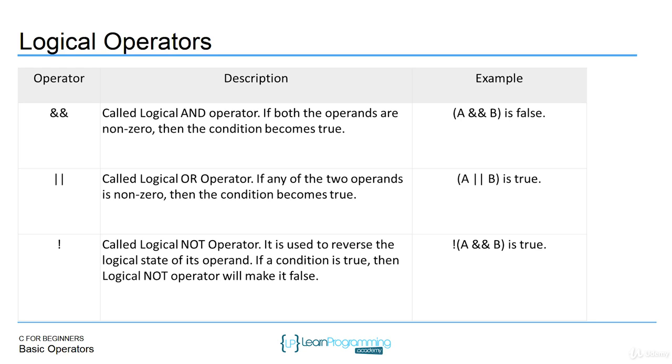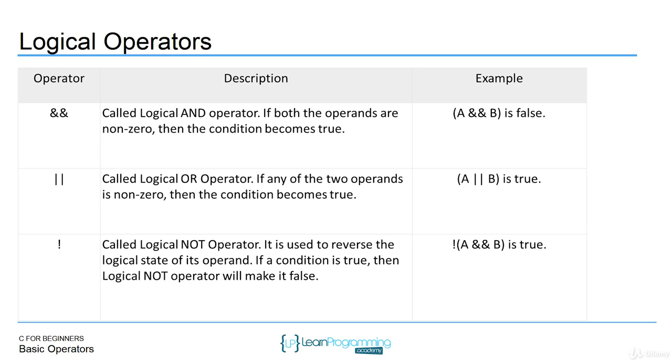So the symbols that represent logical operators are the ampersand, ampersand, the two parallel bars, and the exclamation point. The ampersand is called a logical AND operator. It's an infix operator that takes two operands, one on the left, one on the right. Basically, if each operand is non-zero, then the condition becomes true. Non-zero means 1, which means true. So if A is true and B is true, then the answer would be true. If A is false and B is true, the answer is false. If A is false and B is false, the answer is true.